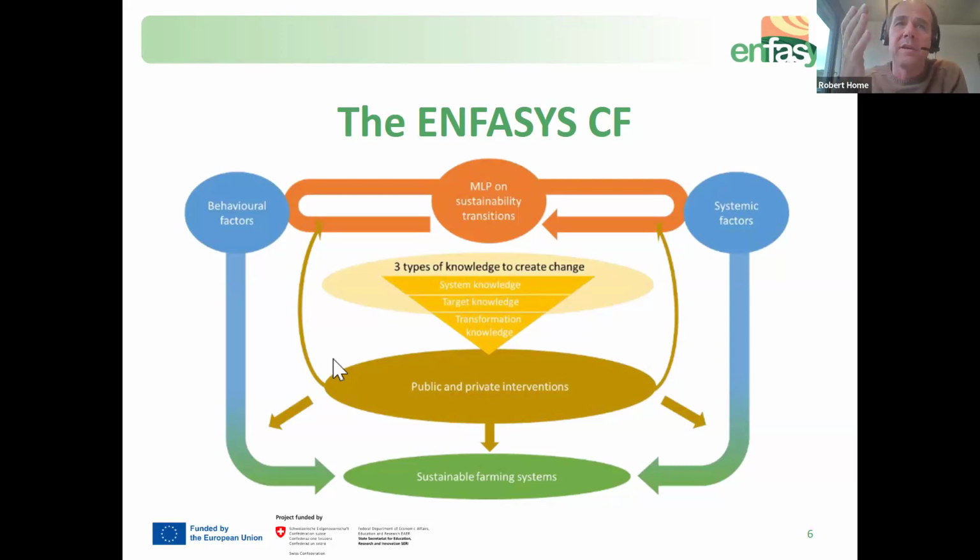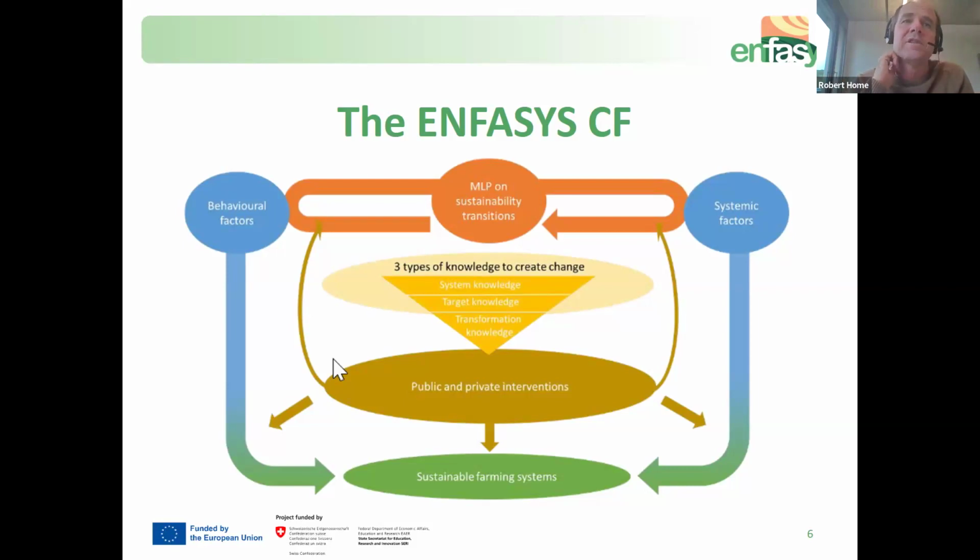And the multi-level perspective, to operationalize that, to think about the motor or the engine for how innovations go from niche to mainstream. Then we were talking about these types of knowledge, the 3 types of knowledge to create change: system, target, and transformation knowledge. We propose that these lead to interventions or recommendations for interventions, at least, which can be public and private. And this is the mechanism that we're talking about for mainstreaming these interventions, or mainstreaming the initiatives.